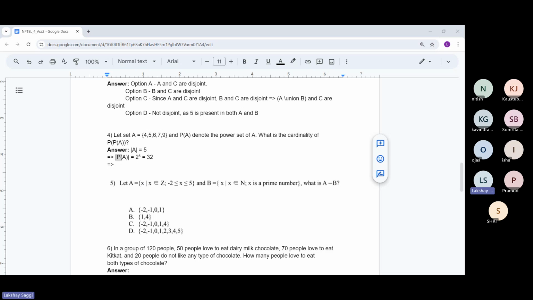Yes, so Nitish has answered in the chat that the answer will be 2 raised to the 32. Ojas has also written that the answer will be 2 to the power 2 to the power n. Kavindra has also written. So good job, guys. Each of you has written the correct answer.